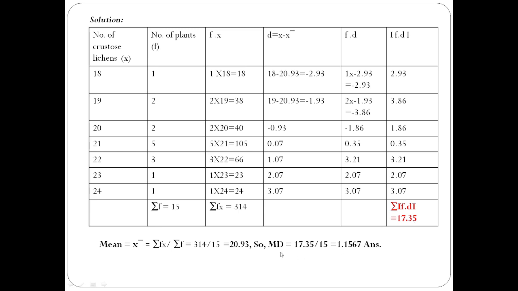Now according to the formula of mean deviation, it is summation of fd divided by n, that is 17.35 by 15, that is equal to 1.1567. So that is the value of mean deviation. So it is the way for calculation of the mean deviation when the data is given in the form of group data, not in the class interval format, sorry.